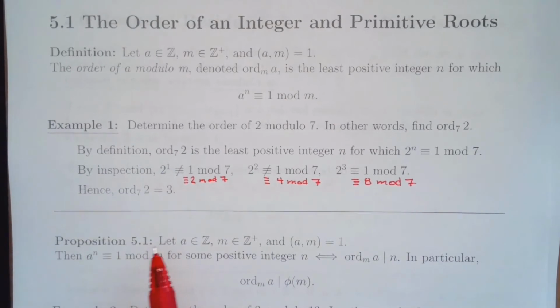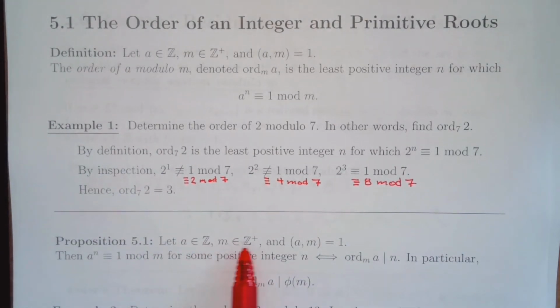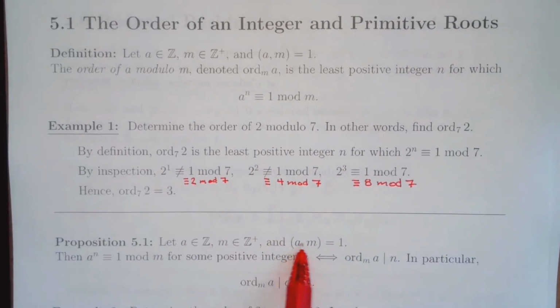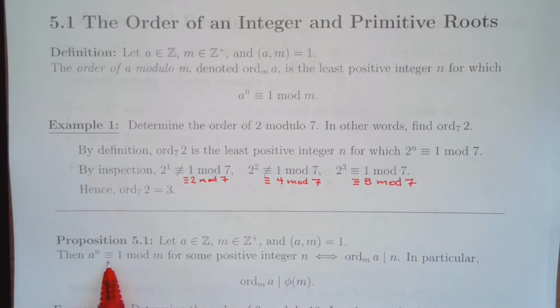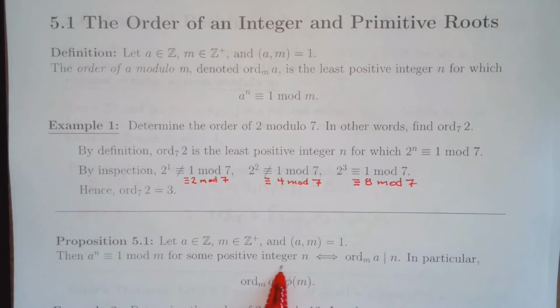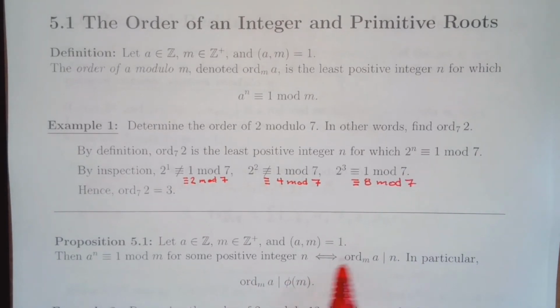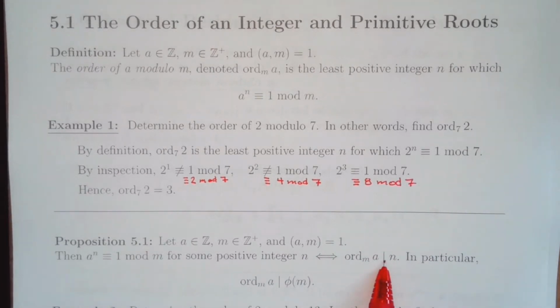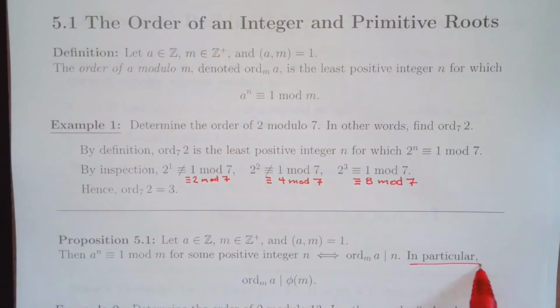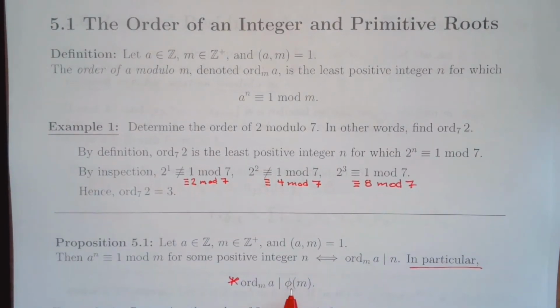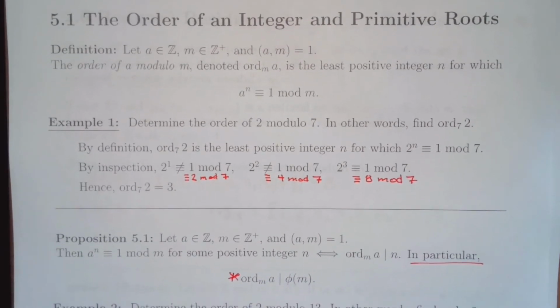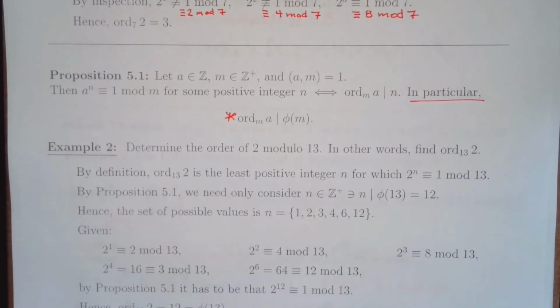Proposition 5.1: once again, a is an integer, m is a positive integer, and a and m are relatively prime. Their greatest common divisor is 1. Then a to the nth power is equivalent to 1 mod m for some positive integer n if and only if the order of a modulo m divides n. In particular, and here's our important piece of information, the order of a modulo m necessarily divides phi of m, where phi is the Euler-Phi function or the Euler-Totient function.